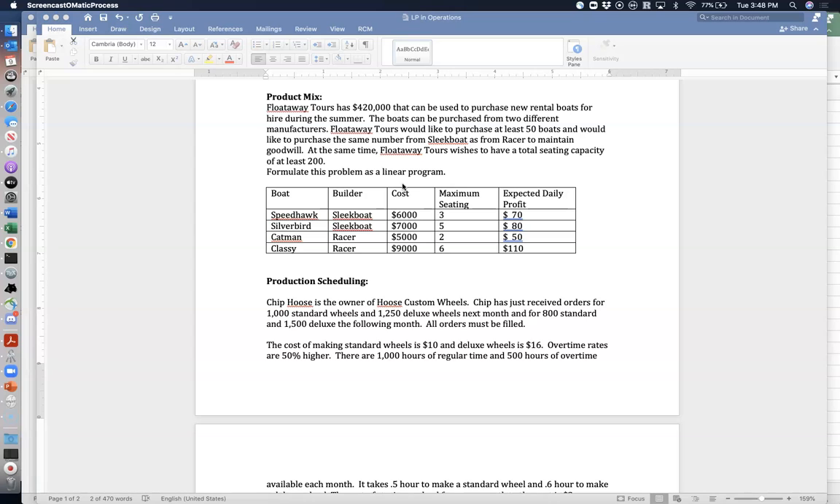Now, it's not very clear what the objective should be here, but given that there is a budget that is given for the amount of money that you can spend, I think you can fairly assume that the objective is to maximize the expected daily profit. Right? Okay, so let's set up this problem.